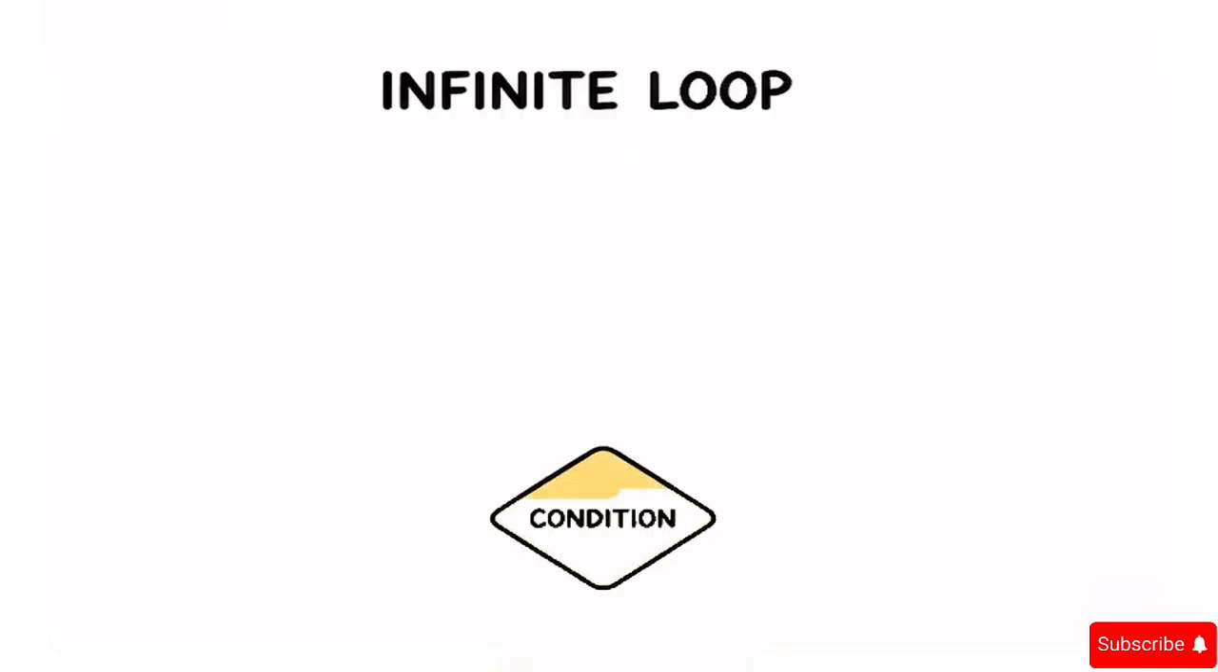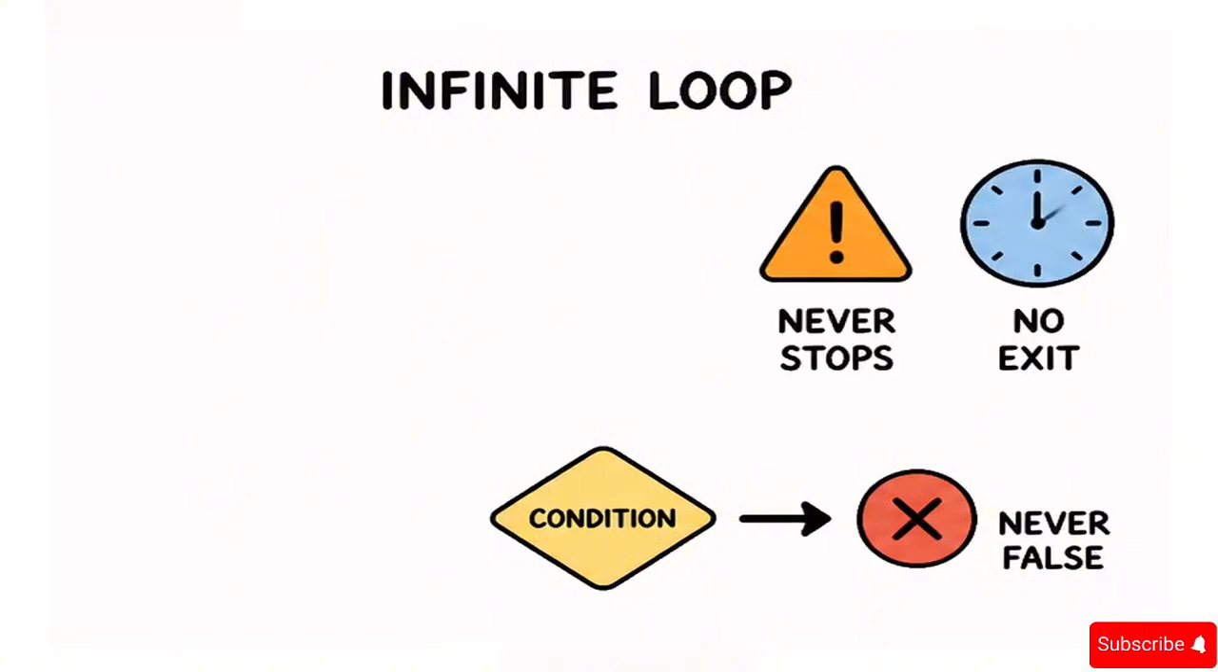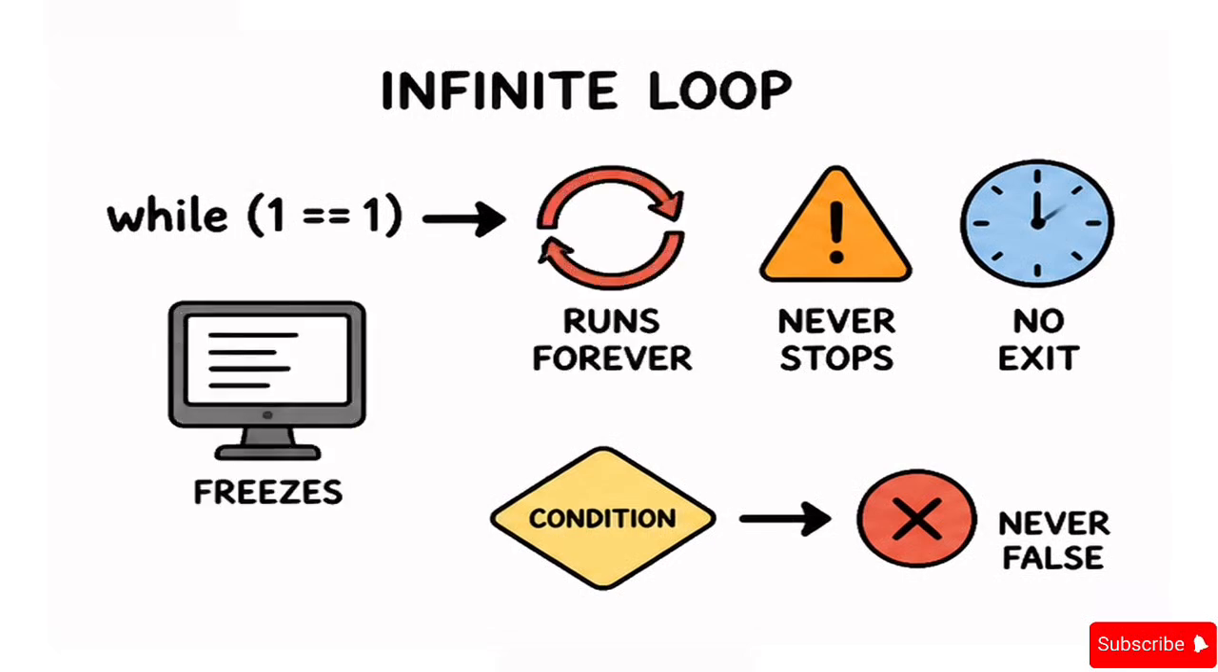Every loop needs a condition that eventually becomes false. If it never stops, you get an infinite loop. For example, while 1 equals 1, the program runs forever and freezes.